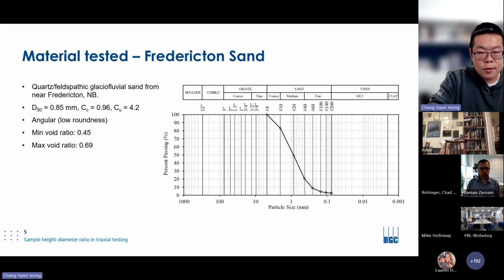The material tested is quartz feldspar glacial fluvial sand, sourced locally here in Fredericton, New Brunswick, where the VGC lab is located. We picked this sand as we basically have an infinite supply of it here in Fredericton, and we are also working on a few other research projects using the same sand. So that's the shape of the particle size distribution, with max and minimum void ratio ranging from 0.45 to 0.70.